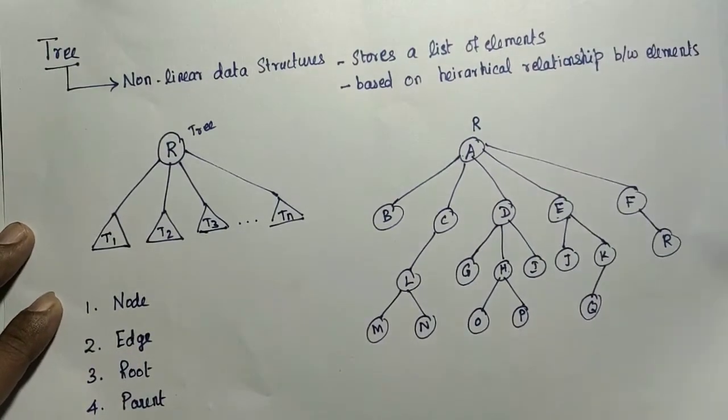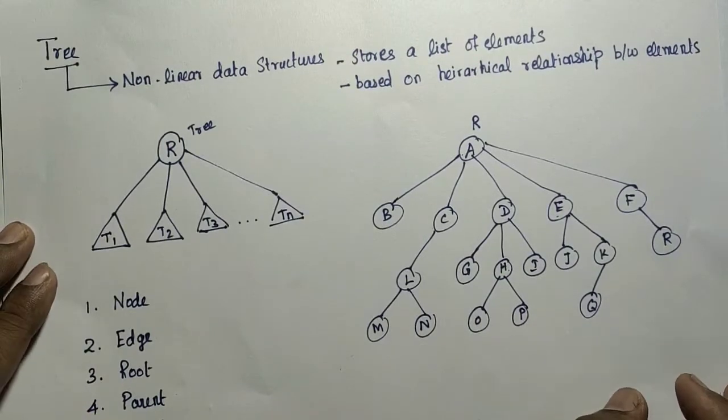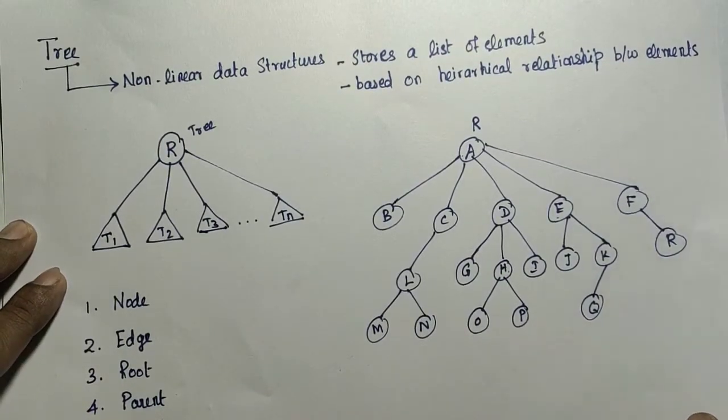Leaf node means what? A node with no children is said to be a leaf.